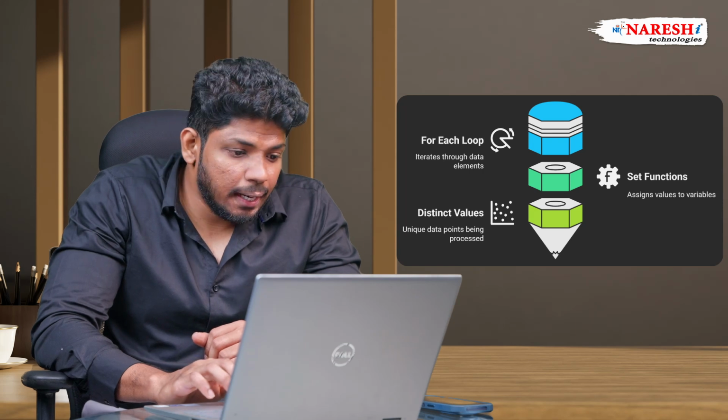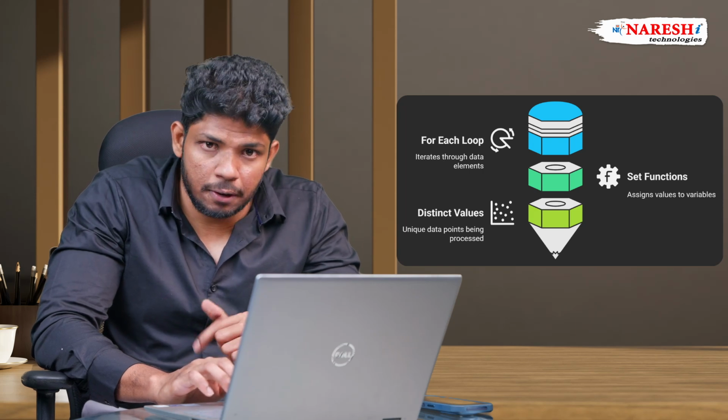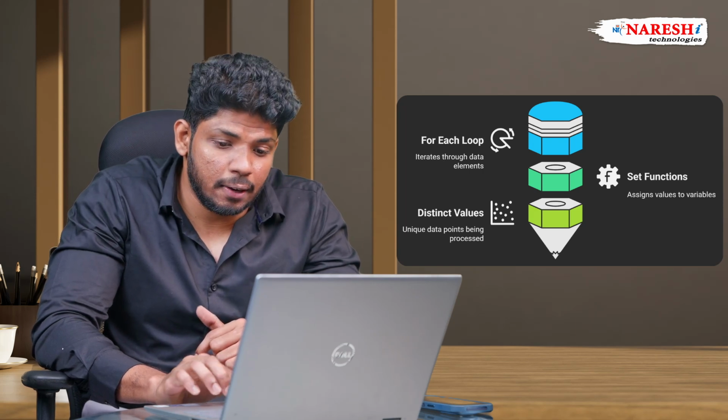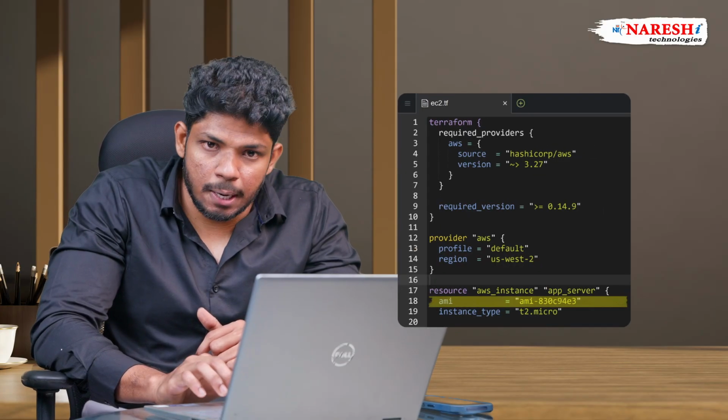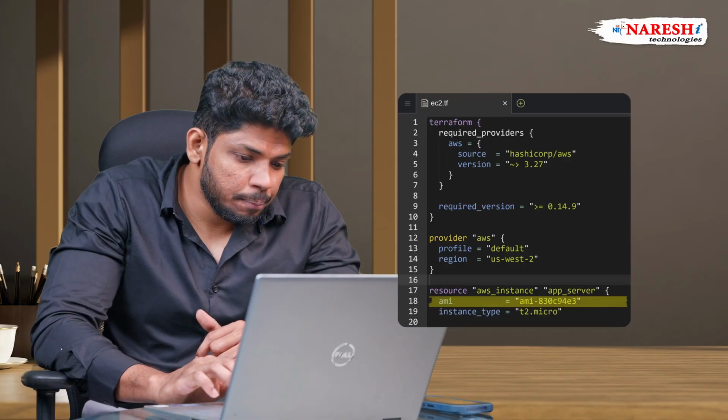So you can go and see, I am taking for_each. And in order to get the values, I am using the toset function. It's a function and I am defining three different values: dev, test, and prod server. So I can see my AMI and instance type are the same, but when it comes to name, each.key.